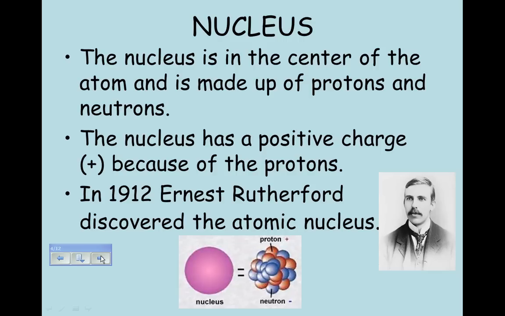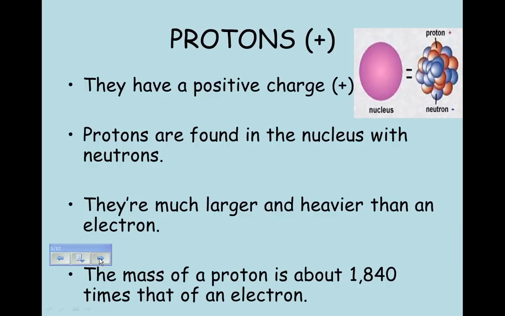Protons have a positive charge. They're found in the nucleus with the neutrons. They are much larger and heavier than the electron. The mass of a proton is about 1,840 times that of an electron. When we went over the notes in the book, we learned that electrons are like 2,000 times less massive than protons and neutrons.